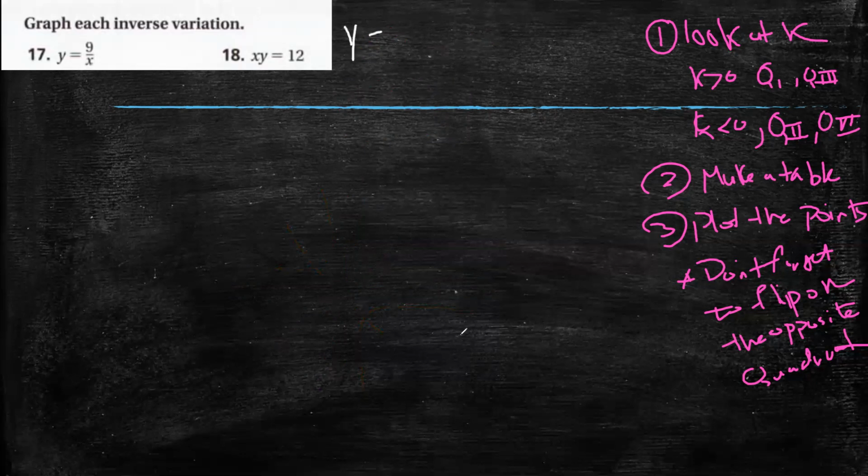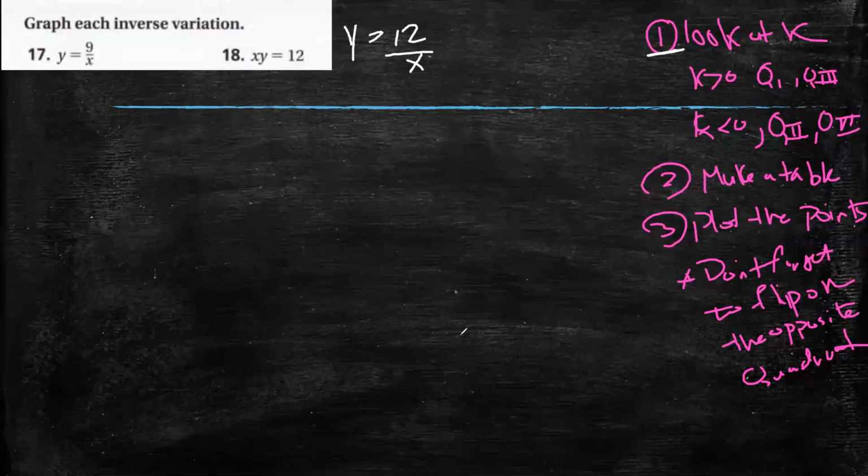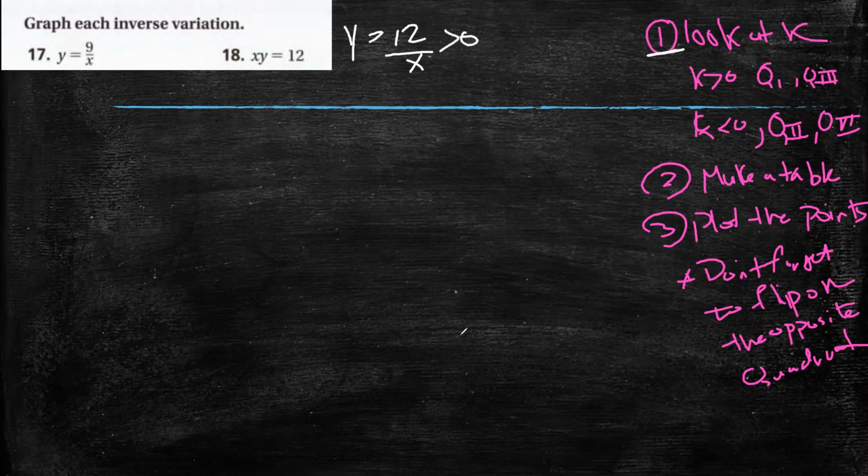So y here is 12 over x. Let's now use the steps. Step number 1, look at k. Is k greater or less than 0? Greater than 0, bravo. Since it's greater than 0, my graph must be in quadrant 1 and quadrant 3. If I find it in quadrant 2, there's something wrong.